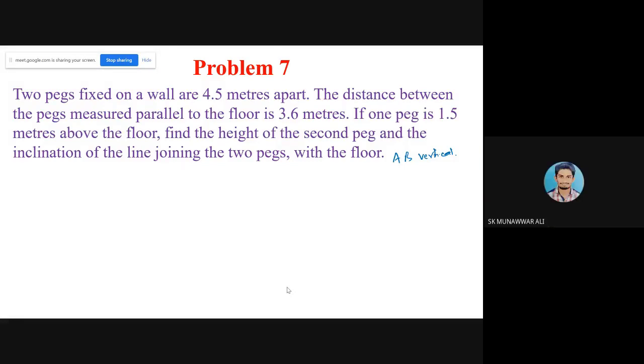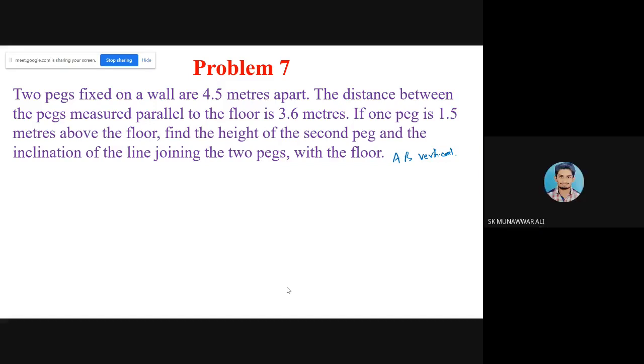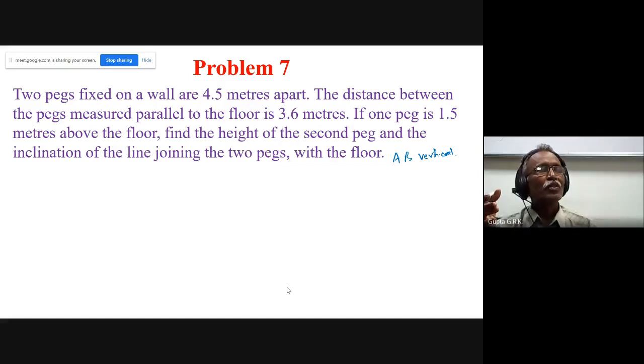Am I right? Yes, sir. And they are on the VP. So on the VP means its top views will be on XY. So A and B will be on XY. A dash B dash will be above XY some distance, and the distance between them. So what is that distance?